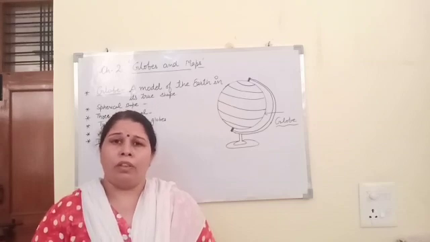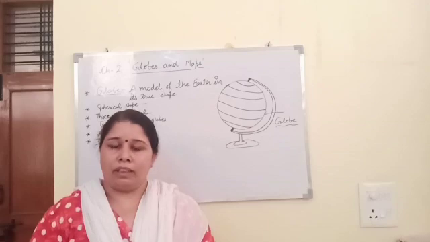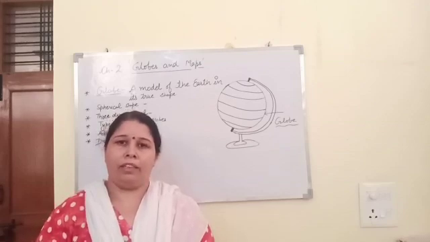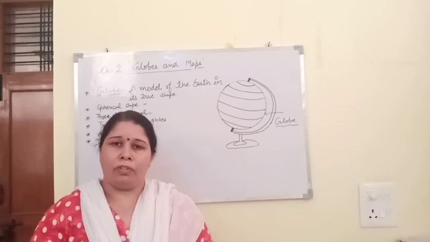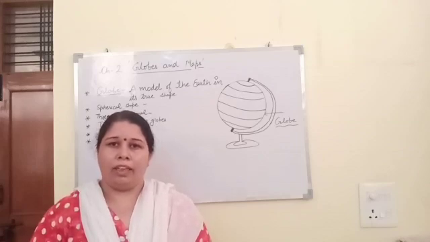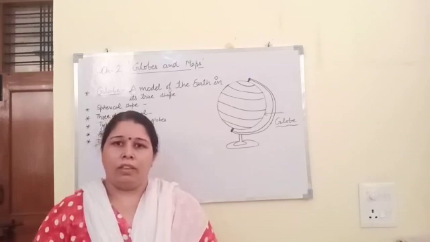On a globe, we can see northern hemisphere, southern hemisphere, western hemisphere, eastern hemisphere very clearly. With the help of globe, we can see oceans, continents in their actual shape and size. So with the help of globe, we can see the actual shape and size of the earth.